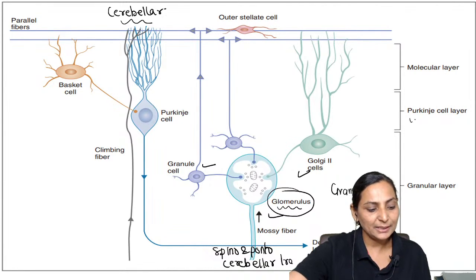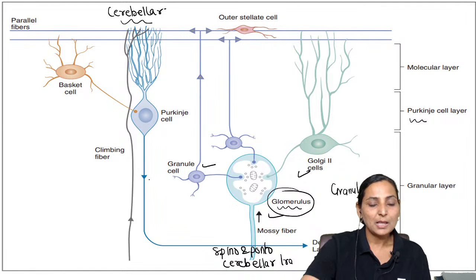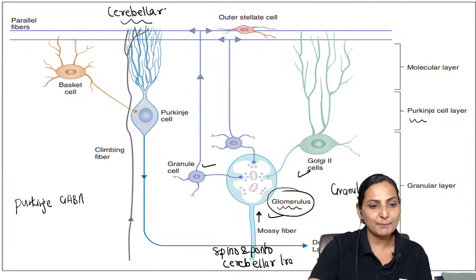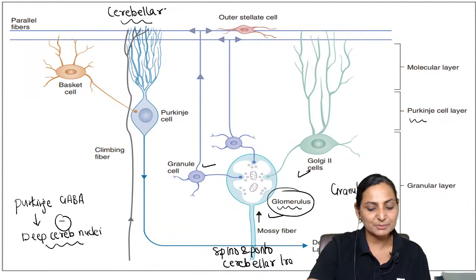Then the middle layer, which is mainly having the Purkinje cells. And you know something very important regarding the Purkinje cell: the neurotransmitter of the Purkinje cell is GABA, and the output which is given from the Purkinje cell to the deep cerebellar nuclei is always inhibitory, because the neurotransmitter itself is inhibitory.